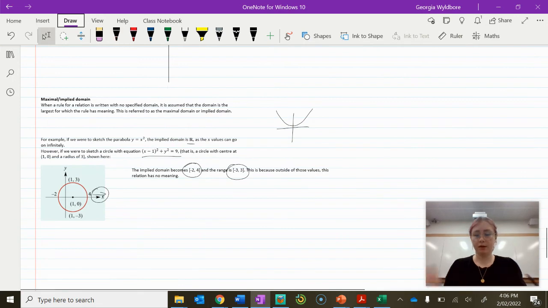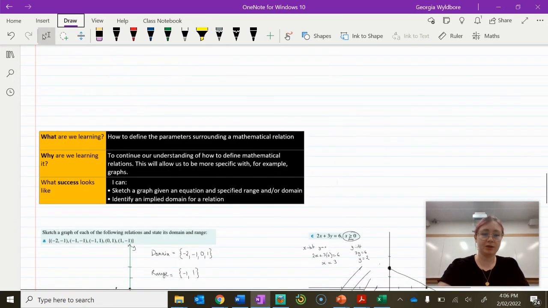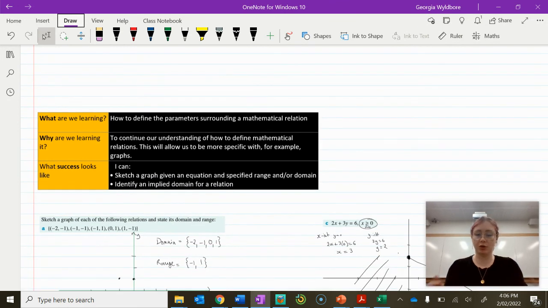There you go. Now you understand all of the things about maximal implied domain. So you can sketch a graph within particular bounds and identify an implied or maximal domain for a relation.